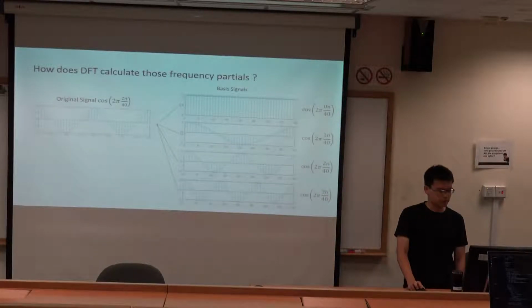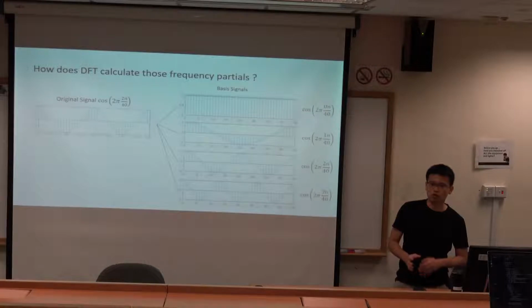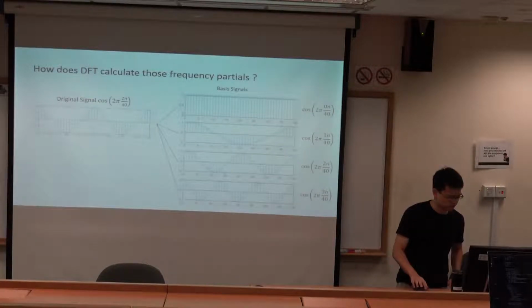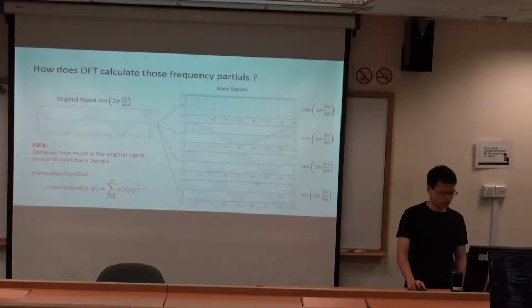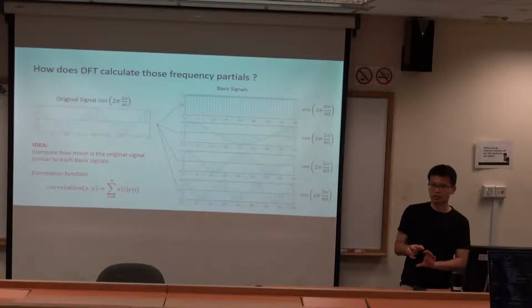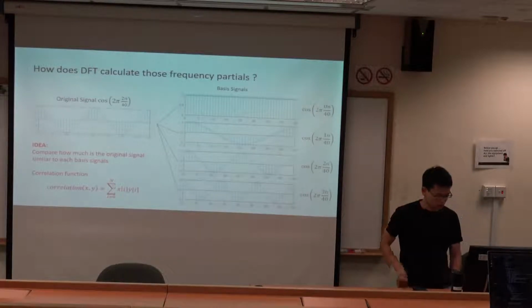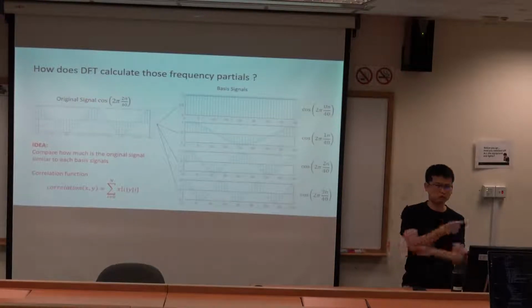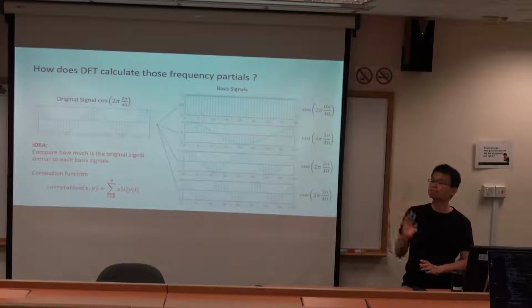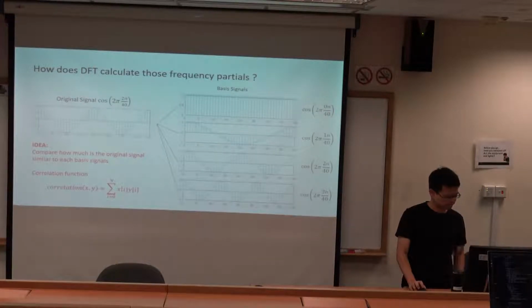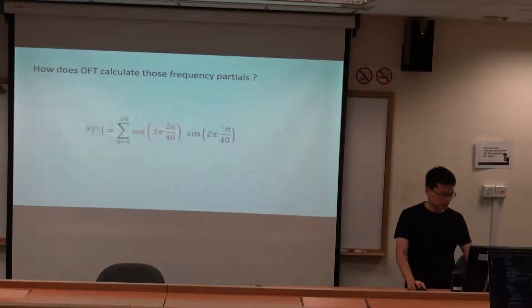And how do I compare? There's a formula that lets you calculate the correlation between two functions. It looks like this. It's actually the inner product, if you know inner product, right? You calculate this by multiplying each of the function values and adding them up. Any questions here? Okay.